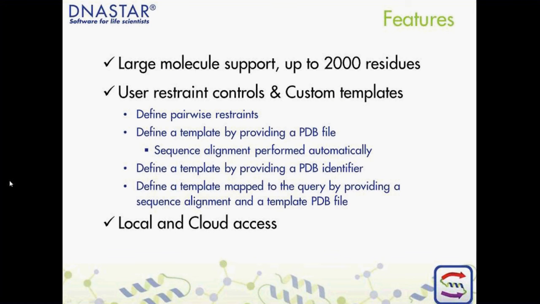NovaFold also provides flexibility to the user. As I mentioned, the software supports predictions for proteins up to 2,000 amino acids in length. And we now offer the ability for users to customize the modeling by defining known atomic distances or providing their own template structures. And when you provide your own template, you can input a structure file from your own library or provide a PDB identifier. Additionally, you have the option to provide your own sequence alignment, or you can let the software perform the sequence alignment automatically. And finally, as I mentioned, NovaFold offers the flexibility to run your structure predictions locally or on the cloud.